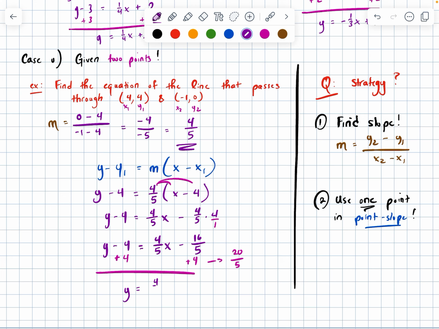All I need to do is add their numerators. So I have 4/5 x. -16 plus 20 gives me 4. And then all of that is over 5. There you go. There's the equation of your line.